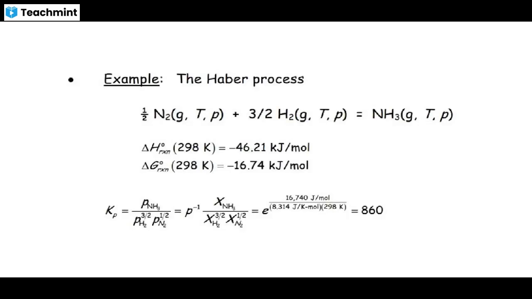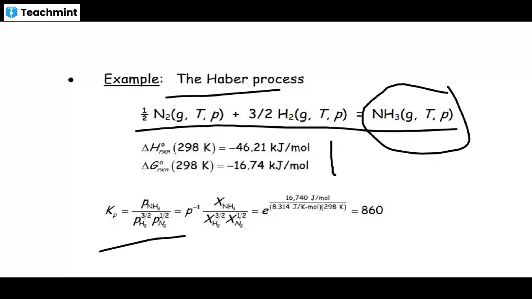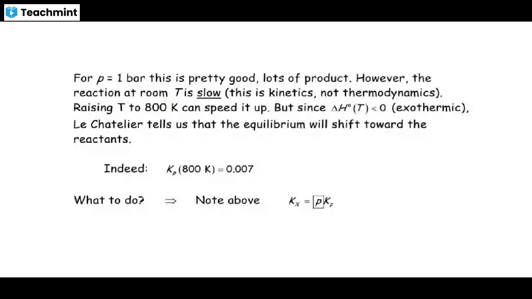So the Haber process is a very important process, because tons and tons of ammonia are prepared for fertilizers. It's the most important chemical process. Here delta H and delta G are given, and Kp is nothing but the partial pressure of ammonia divided by the partial pressures of H2 and N2. If you substitute the partial pressures with the mole fractions, you get this relation. And Kp you got 860, by substituting delta H and RT. For 1 bar pressure, this is pretty good, lots of product.